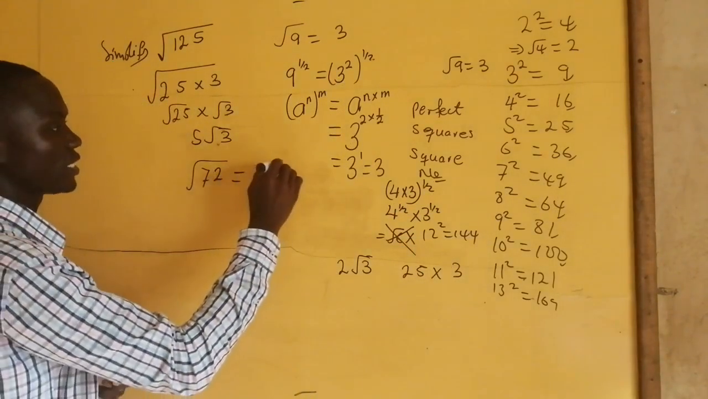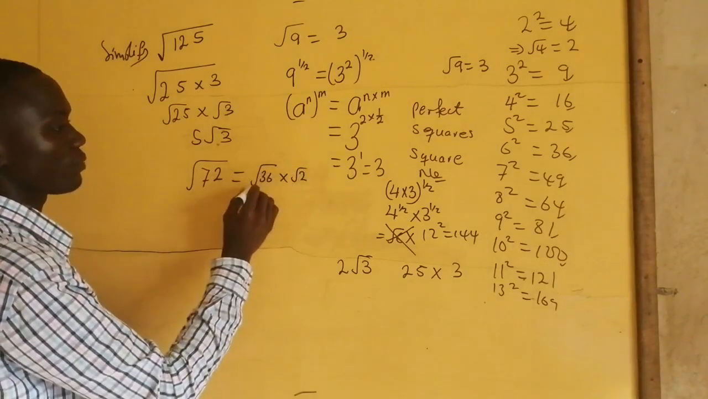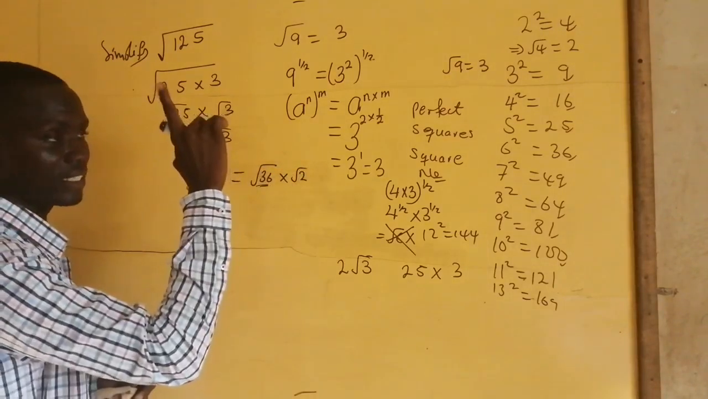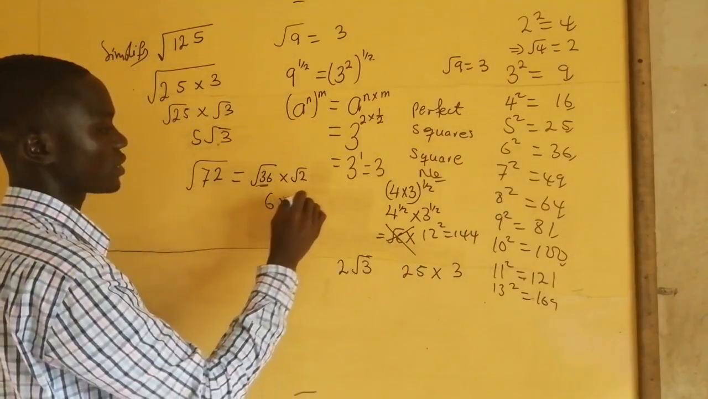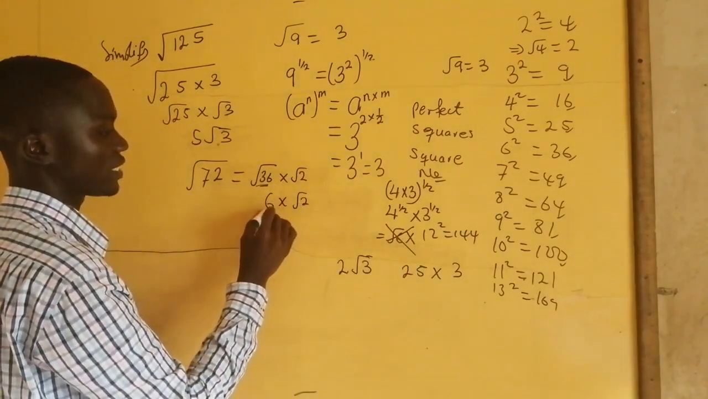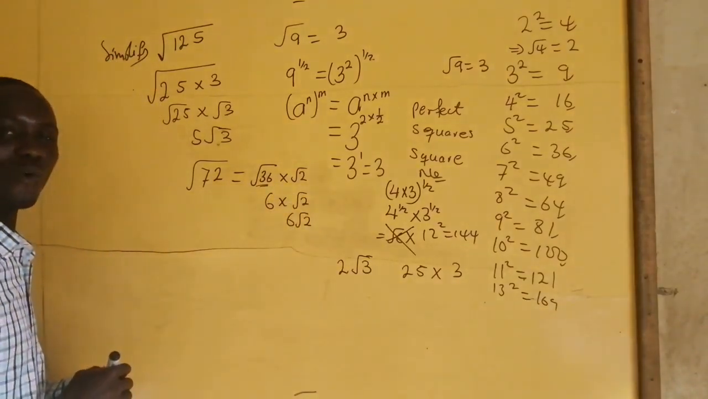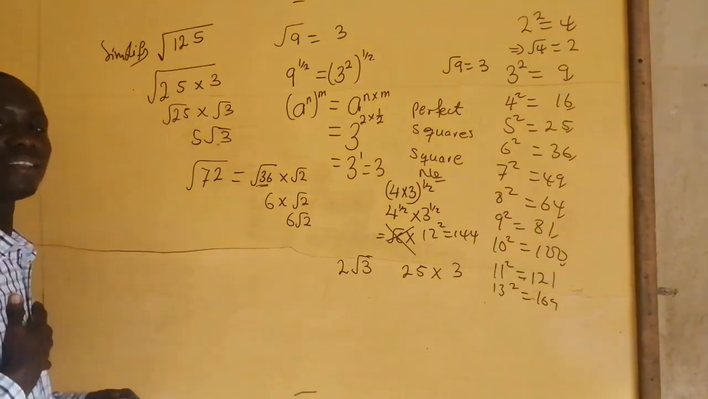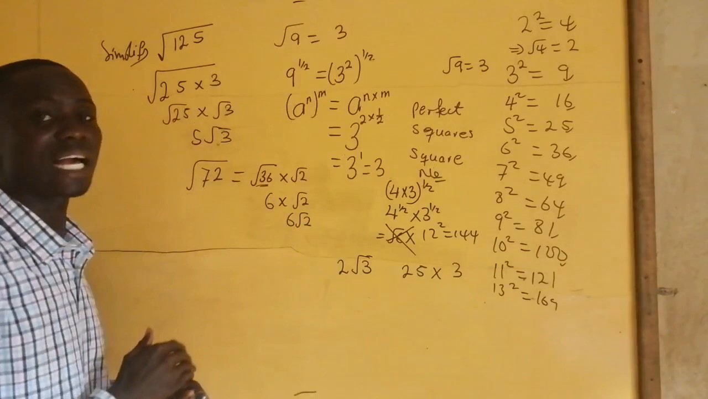So this simply means square root of 36 times square root of 2. But square root of 36 is 6, because 6 squared will give you 36. So this simply means 6 times square root of 2. And that is 6 times 1, 6 root 2. Wow. Yes. Think about a given perfect square and then multiply it by another number.